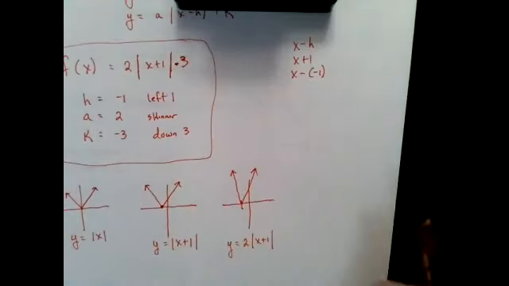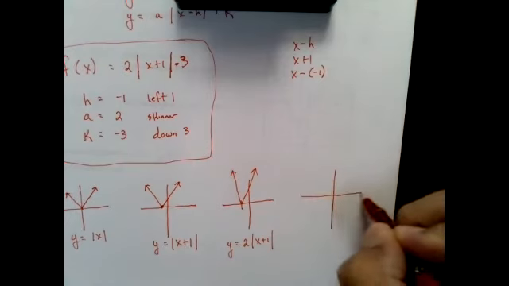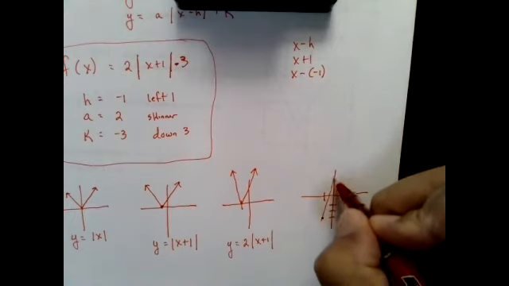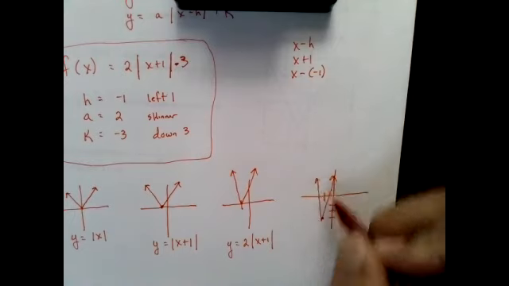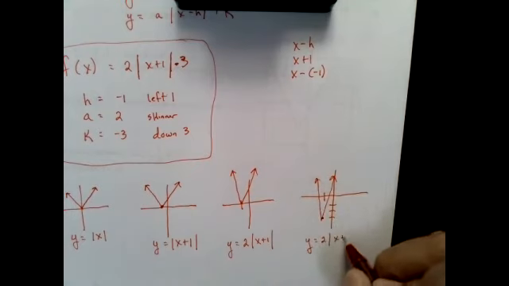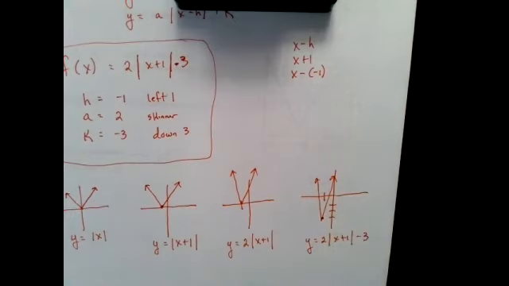And my last graph, I'm now going to move it down 3. So I went over 1. I'm going down 3. And I know I want to be skinny. Yeah, I do. Left 1, skinnier, down 3. All right, I like it.